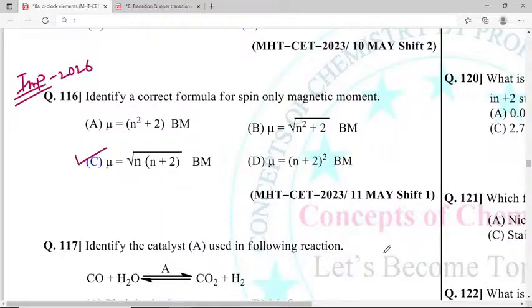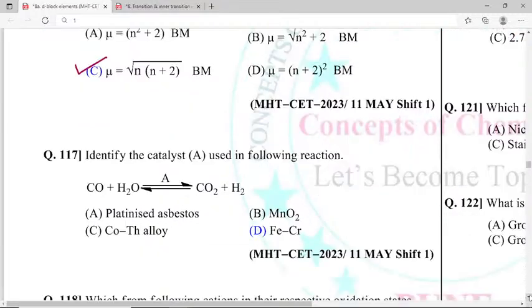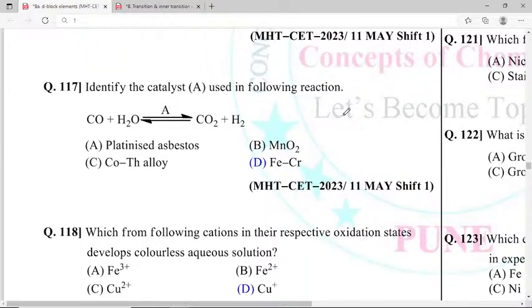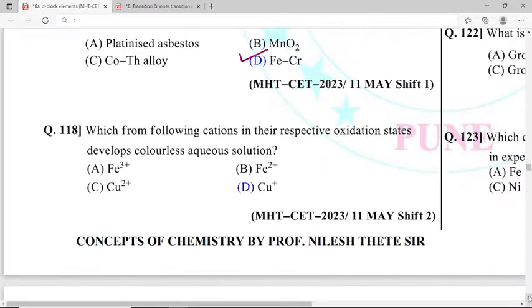Identify the catalyst A used in the following chemical reaction. This is iron chromium. Iron chromium is the catalyst. Carbon monoxide plus water gives CO2 plus hydrogen. Iron chromium is the catalyst used for water plus carbon monoxide to give CO2 plus hydrogen gas.